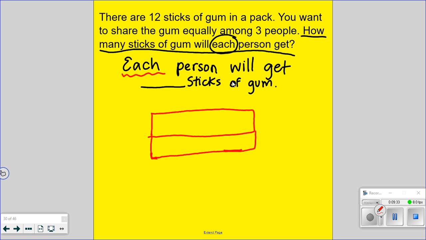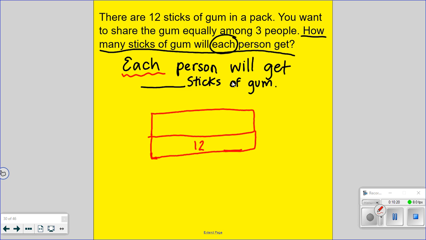Maverick, what's the total amount of gum? It tells you in the problem. It's not something that you have to come up with. Samaya? 12 what? 12 sticks, right? So I'm going to write 12. Am I getting any more gum? No. I'm not getting any more gum. 12 is what I got. Can you imagine putting 12 pieces right in front of you?